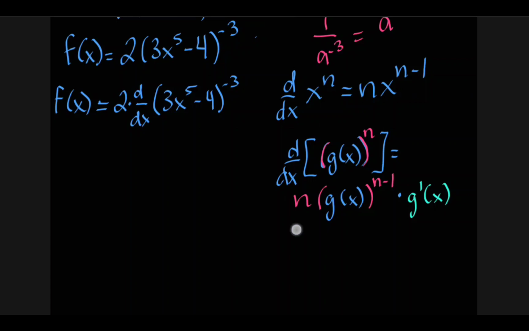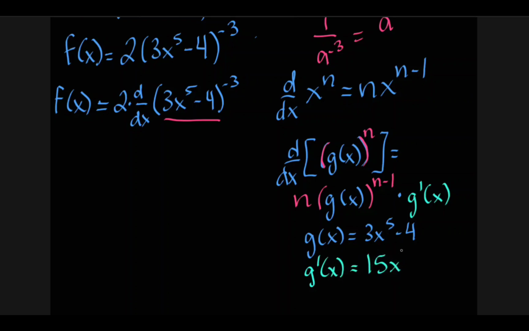So the rule says that we bring the power to the front and take one away, but we leave the g of x function inside alone. So in this case, our g of x function is 3x to the 5th minus 4, just that function inside. And if we take g prime of x of that inner function, we get 15x to the 4th, because we bring that 5 to the front and multiply it by 3, and then we take one away, so 5 minus 1 is 4.